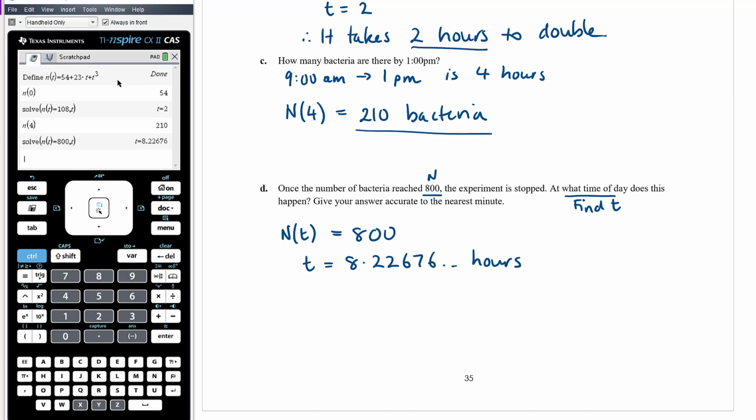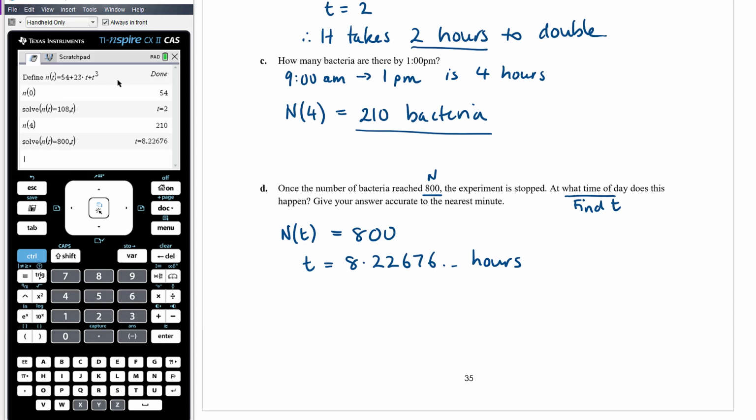Okay, at what time of day? Not after how many hours. So we want to be able to say this is 3:56 p.m. Okay, so obviously time is measured from 9 a.m. in this problem. So 9 a.m. plus 8 hours takes us to, what's that, 5 p.m.